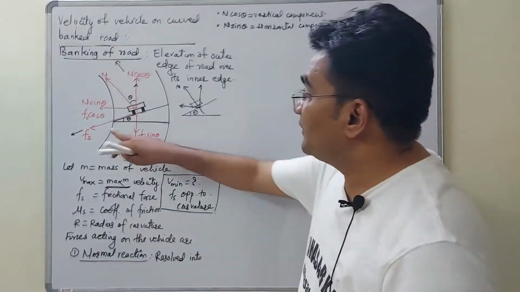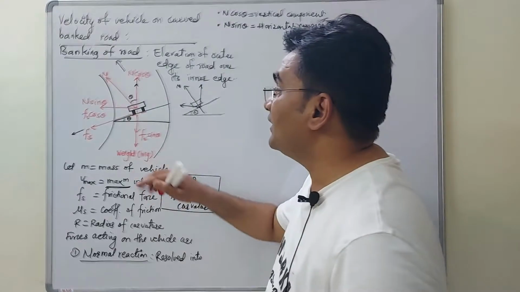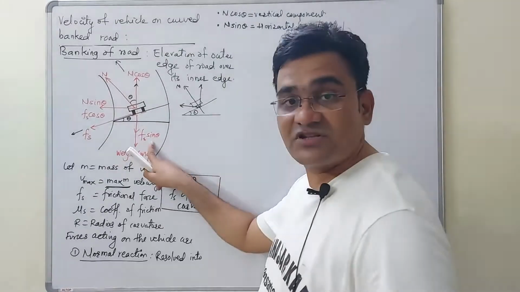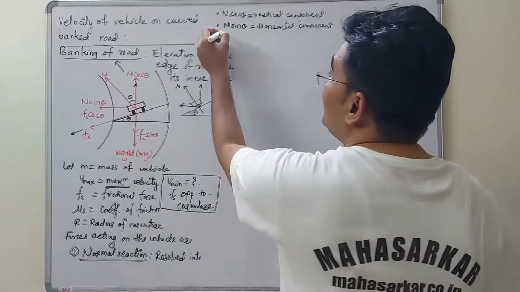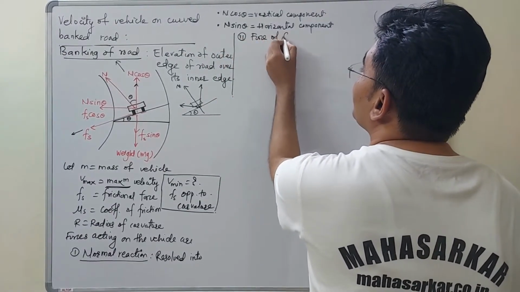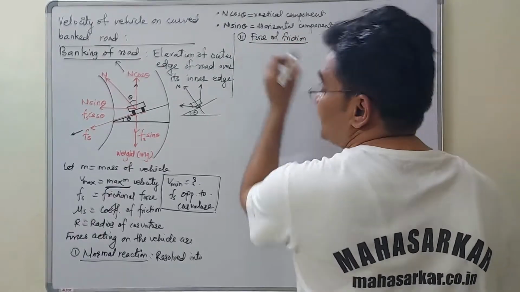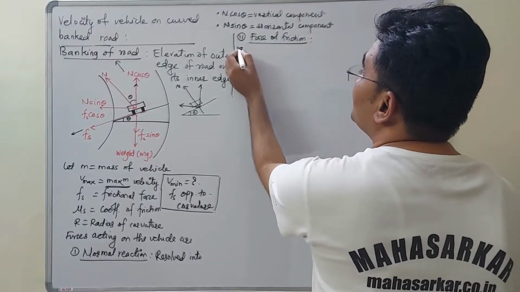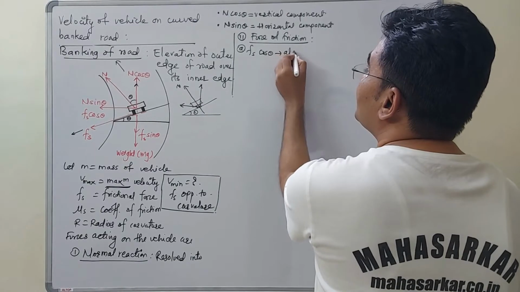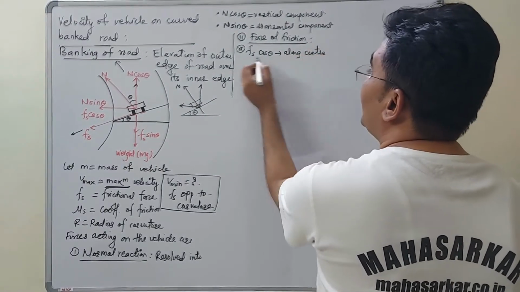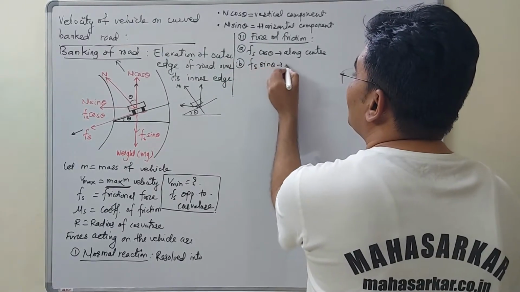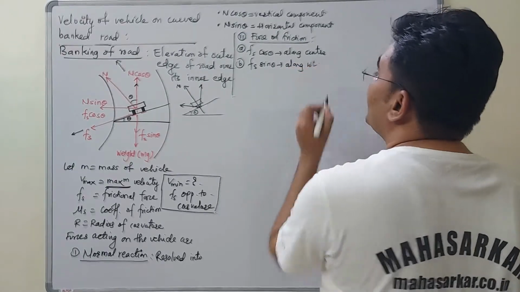So the frictional force is inclined by angle theta. If it is inclined by angle theta, then the cosine component and the sine component of the frictional force will be represented. The second force acting there is the force of friction, and this force of friction is again resolved into Fs cos theta along the center of curvature, and second is Fs sin theta along the weight of the vehicle.